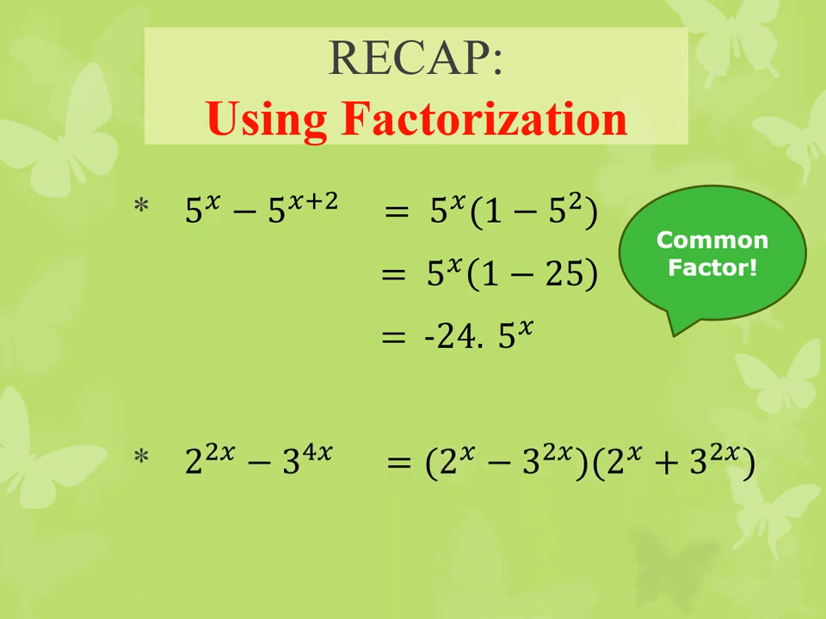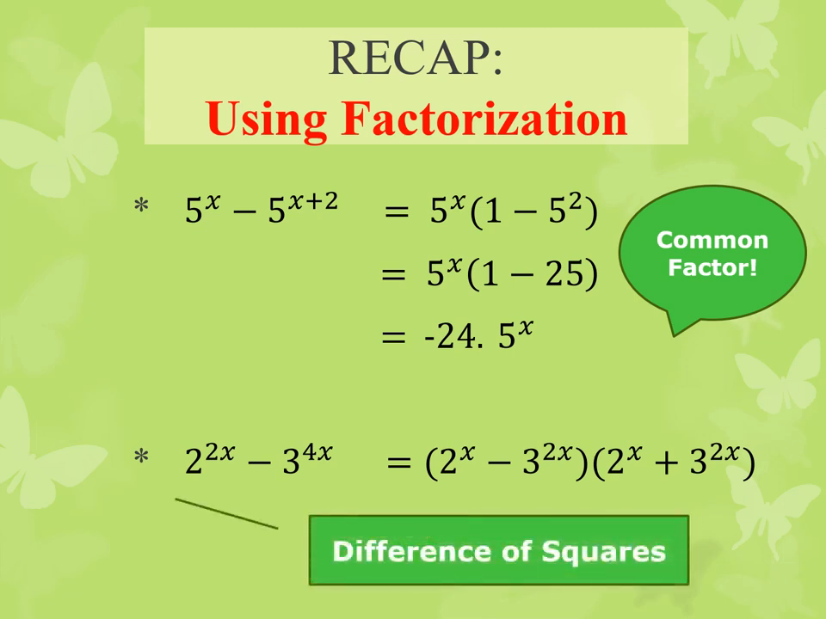Let's look into that one. That one is a difference of two squares. If you look at it, it's a difference of two squares where you have 2 to the 2x minus 3 to the 4x. If you factorize it as a difference of two squares, you'll have 2 to the x minus 3 to the 2x in one bracket, and on the other bracket you'll have 2 to the x plus 3 to the 2x. So this is a difference of two squares, and that is why it is factorized.